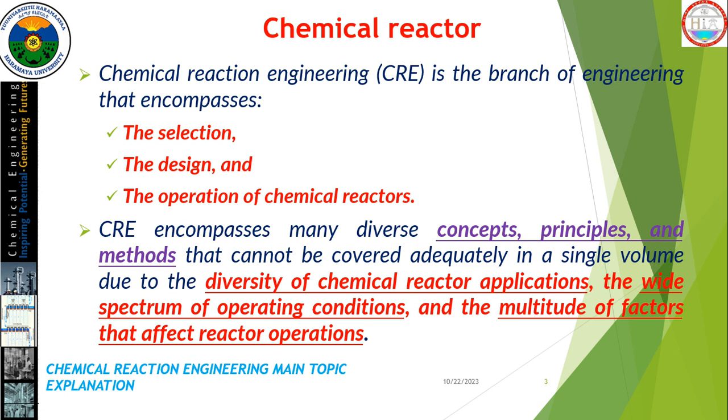Chemical reaction engineering is the branch of engineering that contains the selection, design, and operation of chemical reactors. This course deals with the operability of chemical reactors while transforming raw materials into desired products as well as undesired products. Through the process, there is a conversion of undesired products, which means recycling them into desired products. In addition, chemical reaction engineering includes many diverse concepts.